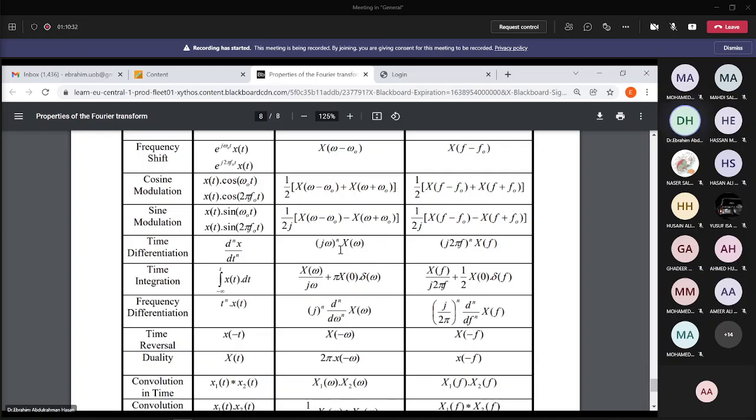And this is like what we did in Laplace. So dx by dt is equal to s multiplied by x of s, and the second derivative is s squared multiplied by x. Give me 5 minutes just to finish this part. Okay.